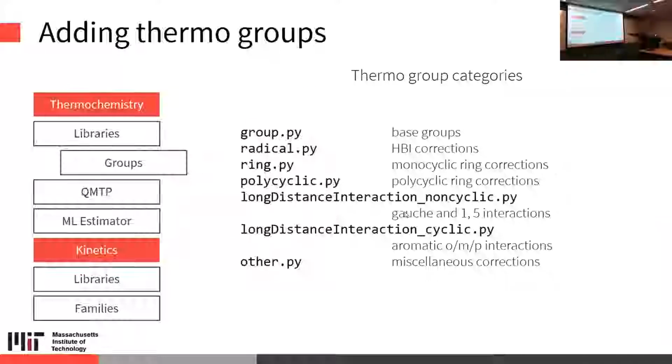So these are the files that are in that folder, thermo/groups. And I went over this a little bit when talking about going to the RMG website this morning, but we have different classes of group corrections. So the base groups, and then all these radical corrections, ring corrections, etc. So then you would determine which type of group you want to add based on your molecule.